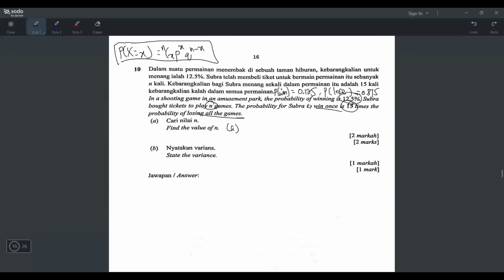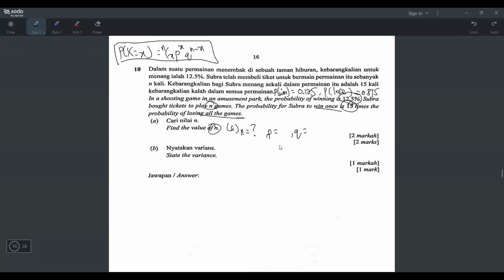Okay, so let's read again. Probability for Subra to win once is 15 times the probability of losing all games. Okay, before you use the formula, you have to determine your n, p, q first. Kalau you tak tahu npq, how you supposed to use the formula, right? Because all this formula you need to know the npq, right? So let's try to find out our npq. N stands for the number of games, right? So you can see that the n actually we don't have. They want to find the value of n. So the n is like a question mark. You don't have, you try to find.